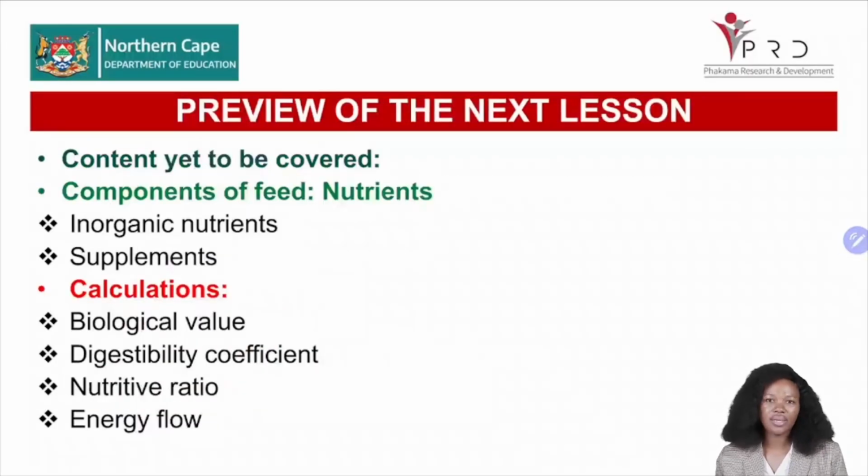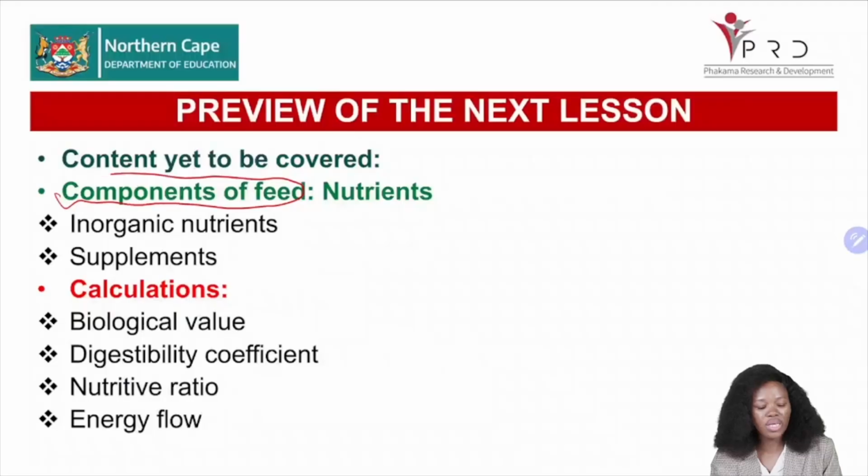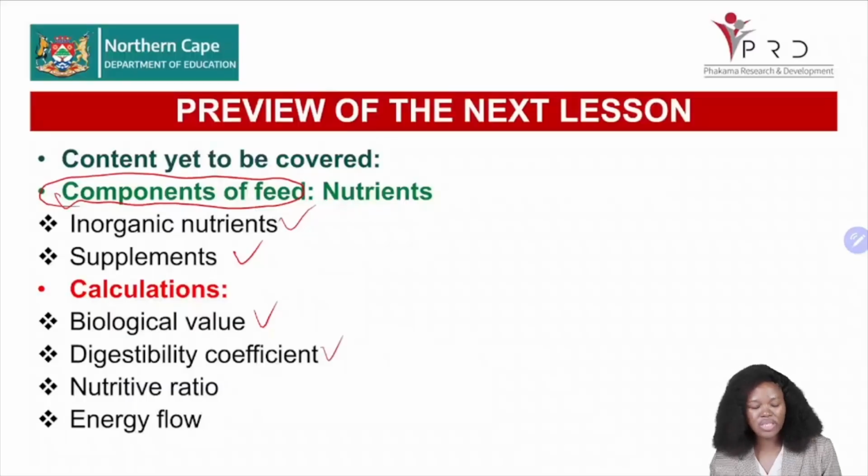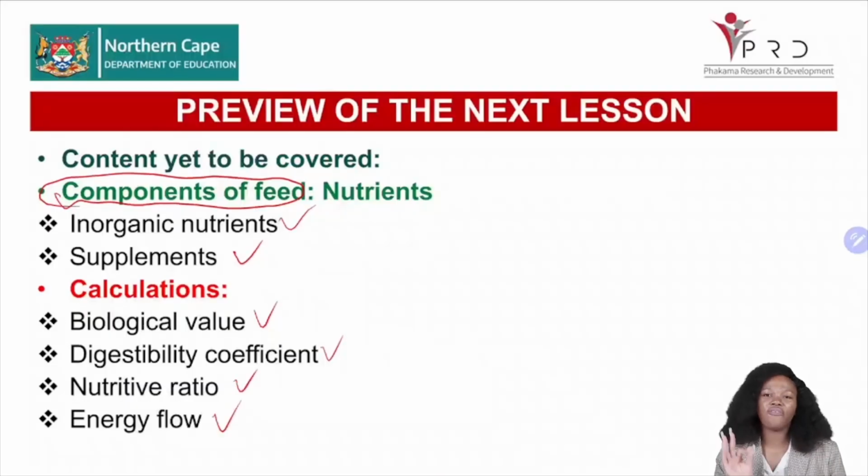And then in our next lesson, we'll continue with the feed components that are inorganic, right? The inorganic nutrients, as well as their supplements. Whenever there is a shortage, we need to supplement. And we'll also focus on the calculations. They carry a large amount of marks. So we'll focus more on the calculations, right? All of them, such as biological value, digestibility coefficient, nutritive ratio, energy flow, as well as the fodder flow program.